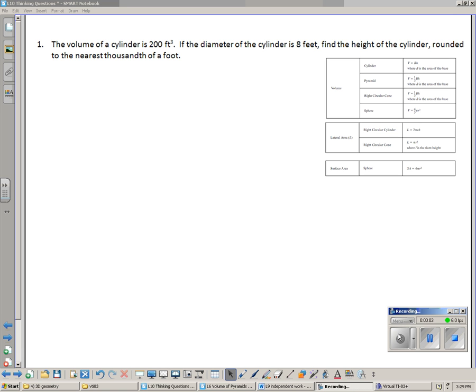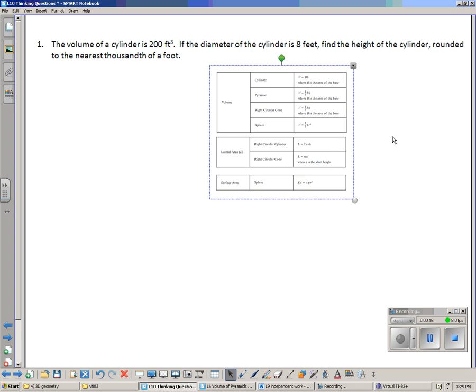Okay, this was your homework over the Thanksgiving break. This first question says the volume of a cylinder is 200 feet cubed. If the diameter of the cylinder is 8 feet, find the height of the cylinder rounded to the nearest thousandth of a foot. So what I did was I made a little version of the formula sheet.